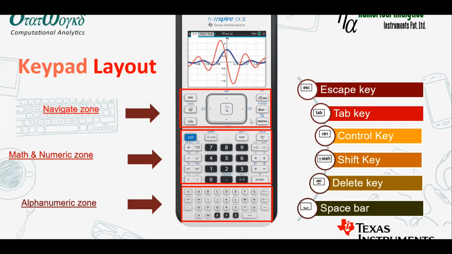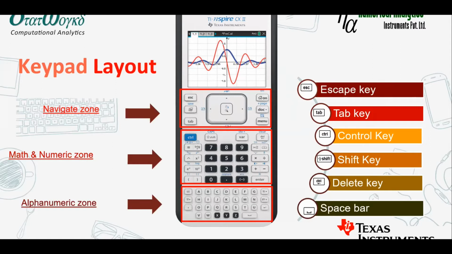Also, this calculator is kind of a laptop because you have many shortcut keys as you have in laptops. The first is the escape key, which helps you to come out from any existing field. The next is the tab key, which is very useful and used every now and then. It is used to move from one entry field to another. Next is the control key, as we have already seen. The shift key, the delete key, which helps you delete anything, and the space bar. All these are computer-like keys. They function as a computer does.